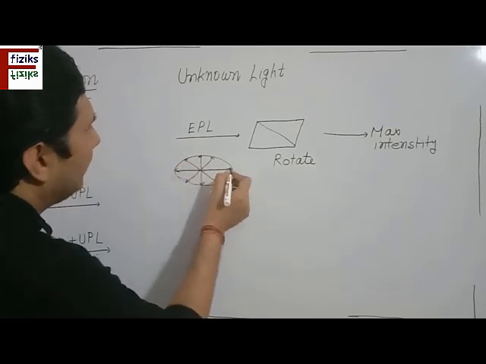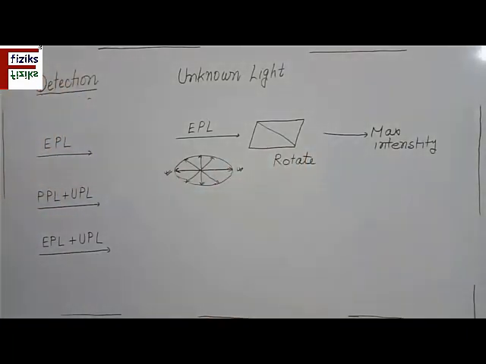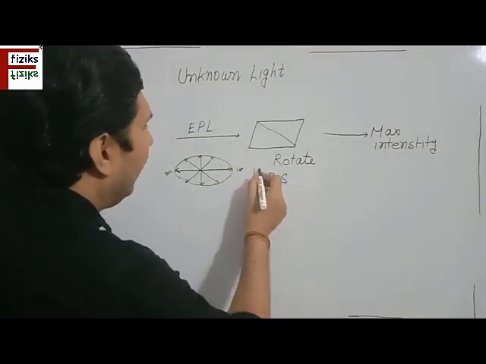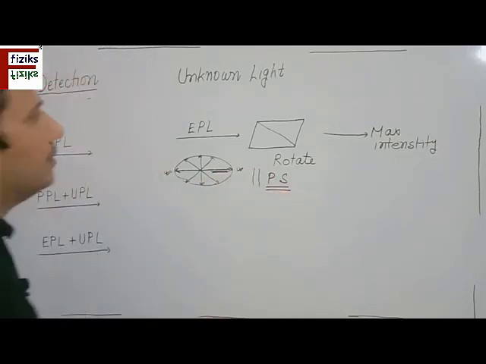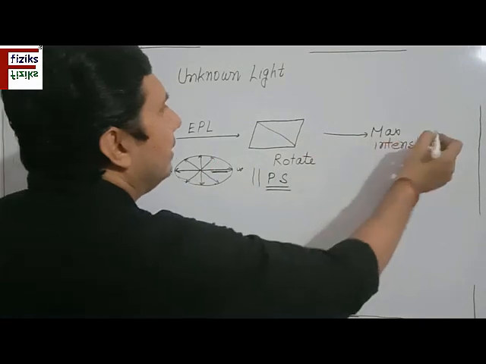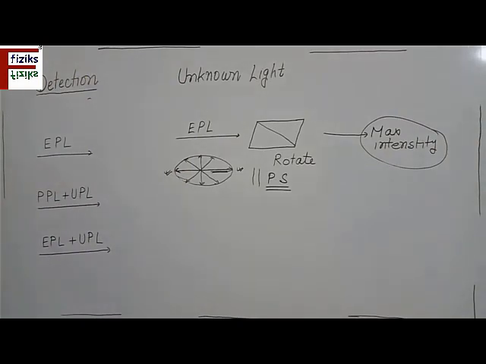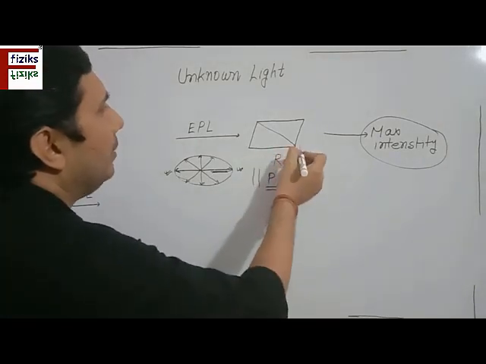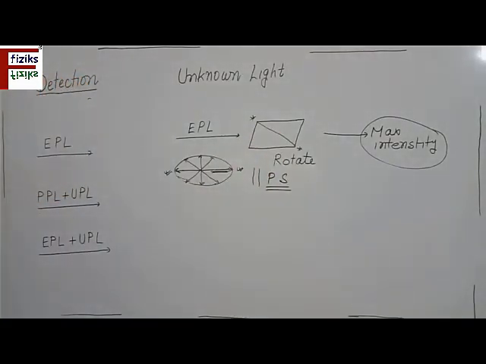So when this major axis of this elliptically polarized light becomes parallel to the principal section of the Nicol prism, here on this side we will have maximum intensity. And we note down the position of the principal section of this rotating Nicol. So here we will note down the position of this principal section of the rotating Nicol.